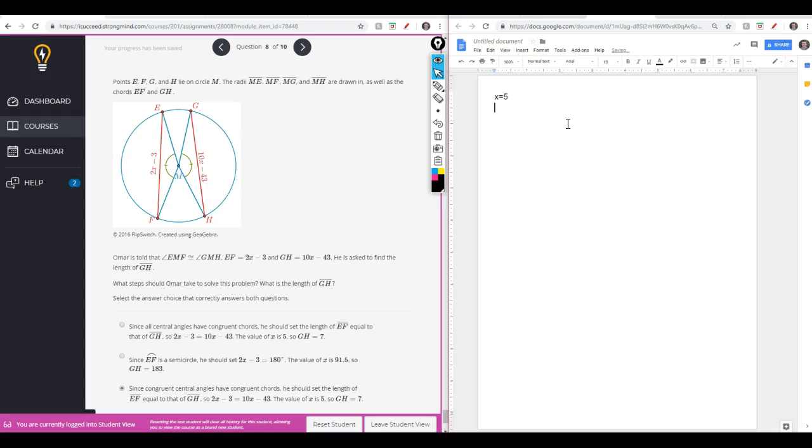We know that the length of GH is equal to 10x minus 43. So if we know x is 5, we're going to come over here. 10 is being multiplied by that x, just so we are familiar with that. So we're going to substitute it in. 10 times 5 is 50, minus 43, that equals 7. So that is how they found the length of GH: they substituted the x into the equation that they had set for the distance of GH.